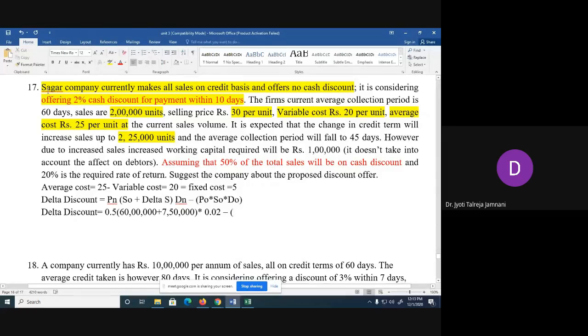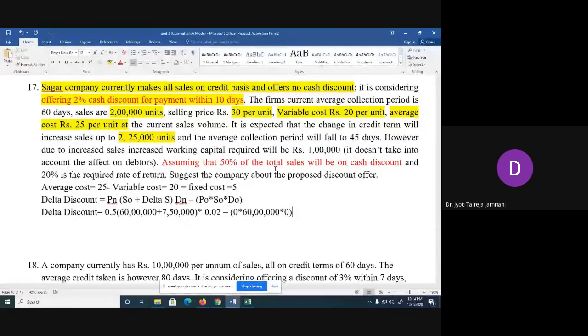Now the first line itself says the company makes all sales on credit basis and offers no cash discount. That means earlier there was no discount given. When there was no discount given, that means 0 customers took discount because the company didn't give discount only. S naught is the old sales, which is 60 lakh, into discount percentage is 0 because earlier company gave no discount.